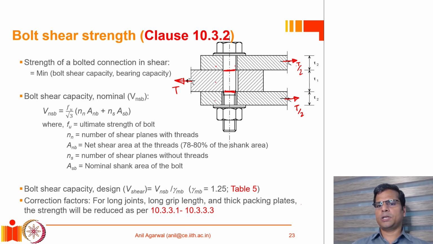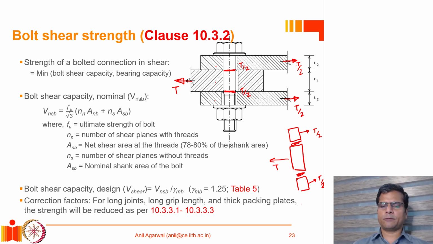The force demand on each of these shear planes will be how much? Take a moment to think about it. This is the middle portion, I'm pulling it by force T. Then this is the other portion, which is being pulled by T divided by 2, and this is the other portion, also being pulled by T divided by 2. So how much is the force demand at this shear plane? It will be equal to T divided by 2 at each plane.